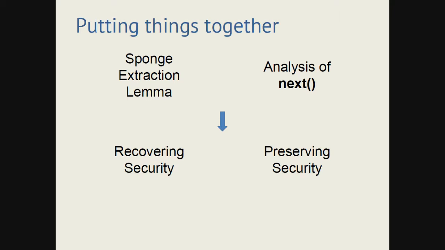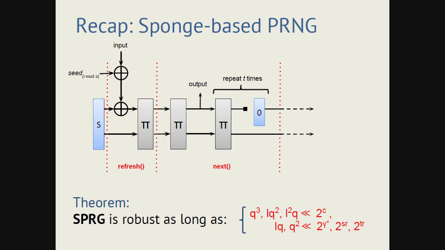And preserving security means that, on the other hand, if the state is perfectly random, then even if the inputs don't contain any randomness whatsoever from the perspective of the adversary, then the PRNG can maintain this random state. We had to adapt these two notions for the random permutation model and show that also in the random permutation model, these two properties together imply robustness. And this is how we get to conclude that our PRNG is actually robust. So to recap, this is our sponge-based PRNG and the main theorem.